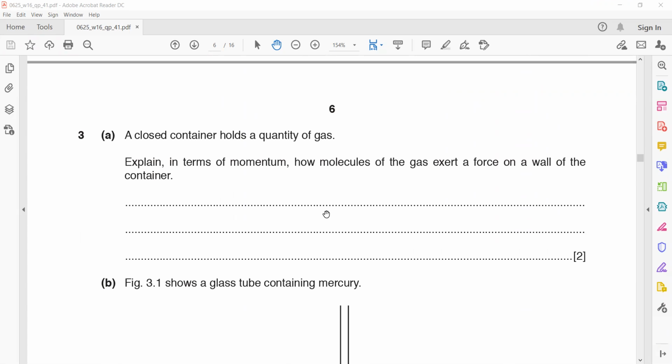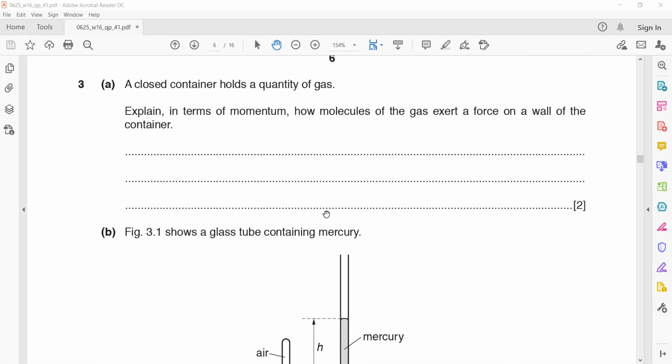Question 3. A closed container holds a quantity of a gas. Explain in terms of momentum how molecules of a gas exert force on the wall. So for example, if gas molecules are inside a container, these gas molecules hit the container. As these gas molecules hit the container, they bounce back. So they change the momentum.